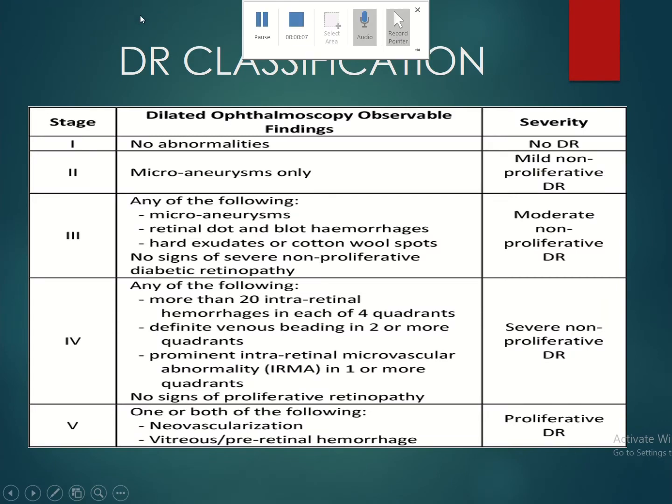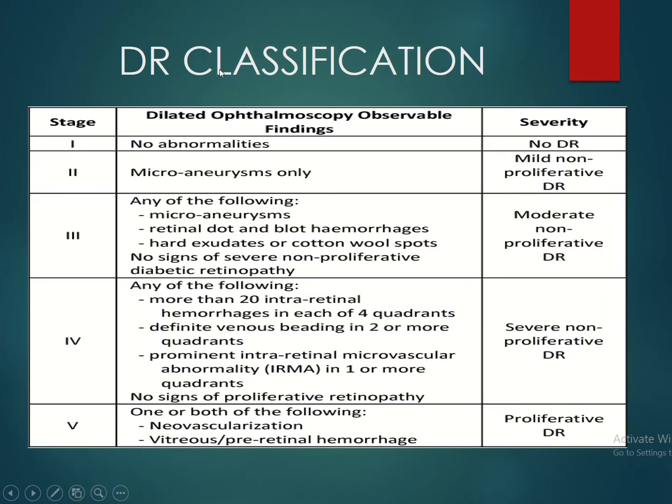So I'd like to remind you about the diabetic retinopathy classification once again. Stage 1, you don't have any microvascular abnormalities. There are no abnormalities related to diabetic retinopathy. So that's the stage when you have no diabetic retinopathy. Next one, you have only microaneurysms, which is classified under mild non-proliferative diabetic retinopathy. And if in addition to the microaneurysms you have retinal dot and blot hemorrhages, hard exudates or cotton wool spots, but no signs of severe non-proliferative diabetic retinopathy, it is called moderate non-proliferative diabetic retinopathy.